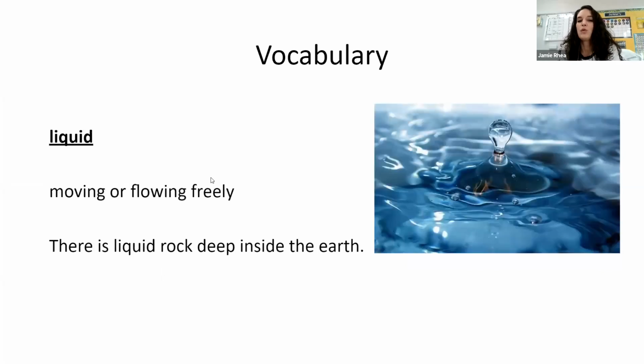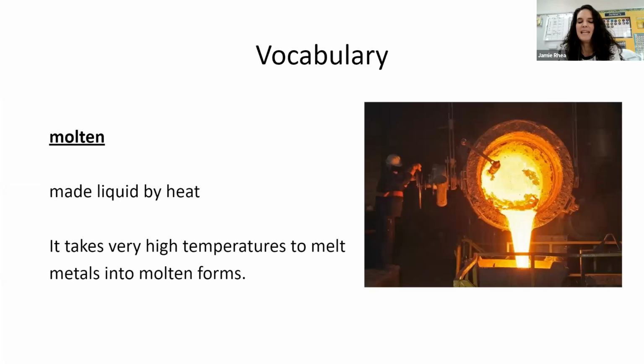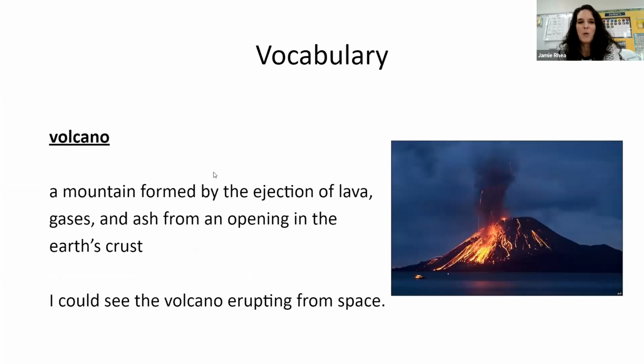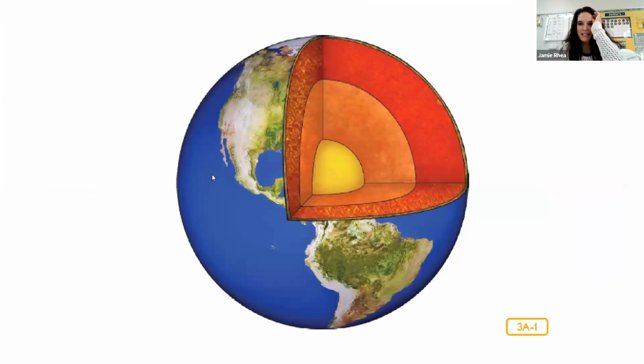Liquid, moving or flowing freely. Liquid rock deep inside the earth. Molten, made liquid by heat. It takes very high temperatures to melt metals into molten forms. Solid, keeps its shape. They put the water in the freezer so it becomes solid ice. Volcano, a mountain formed by the ejection of lava, gases, and ash from an opening in the Earth's crust. I could see the volcano erupting from space. All right, friends, let's get started.